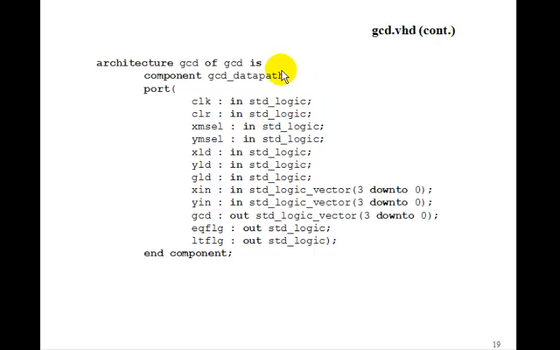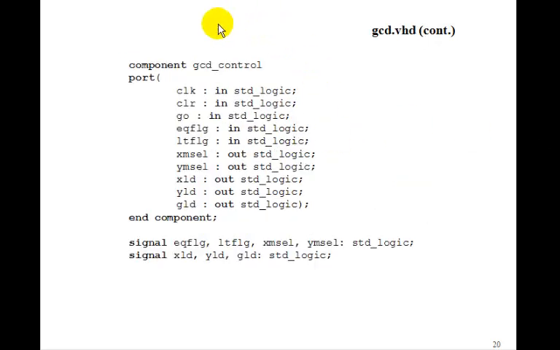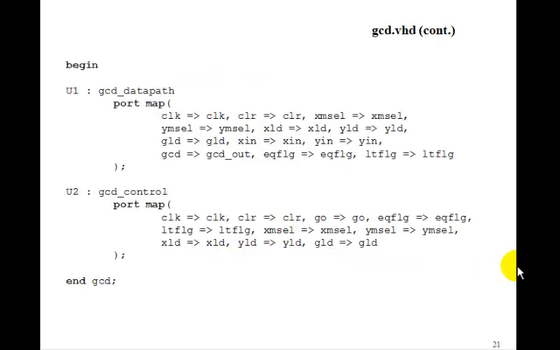So then we just need the component, GCD data path. So here's the component for the data path we just did. Here's the component for the control unit we just did. We'll need the signals. These are the signals that go between the data path and the control unit. And then we just have to port map the data path and port map the control unit. So this is all straightforward, setting the component names to the corresponding signal names.